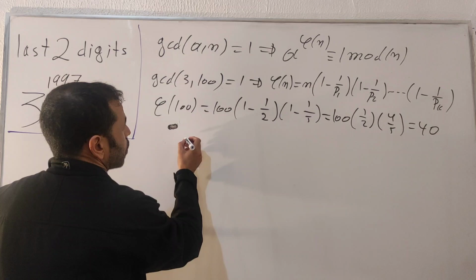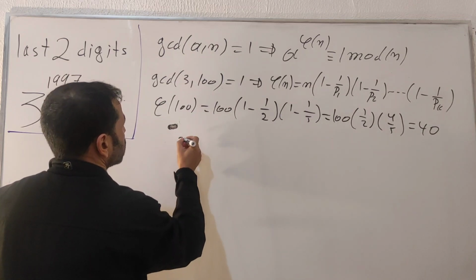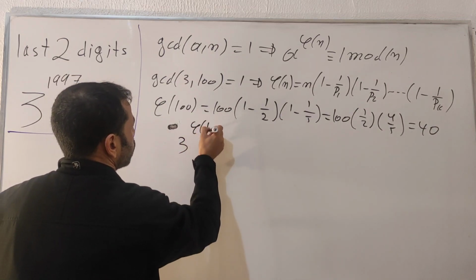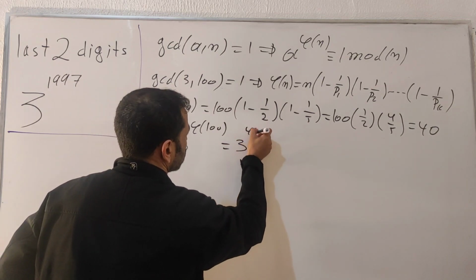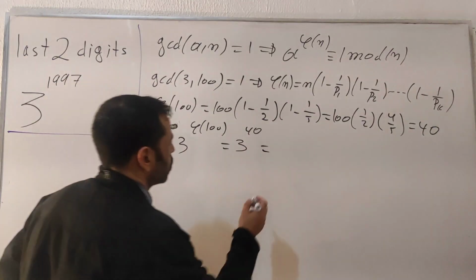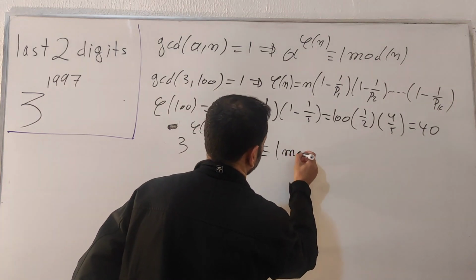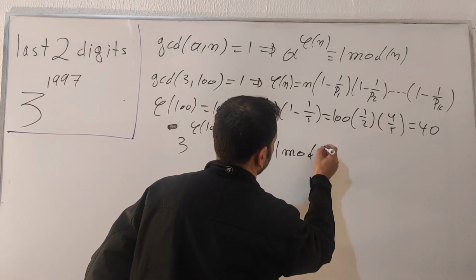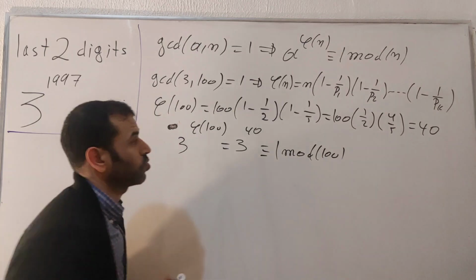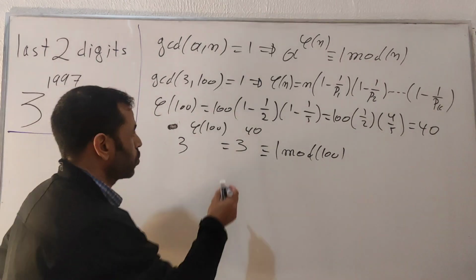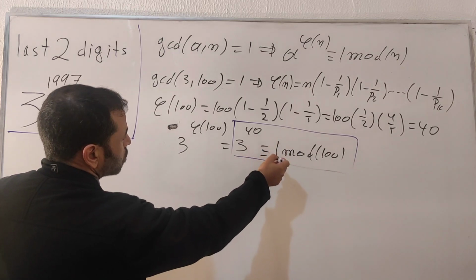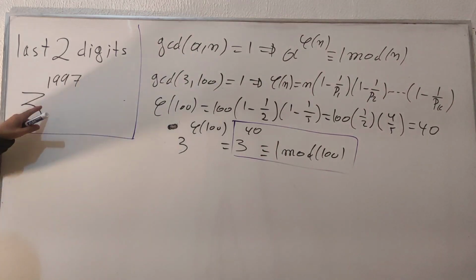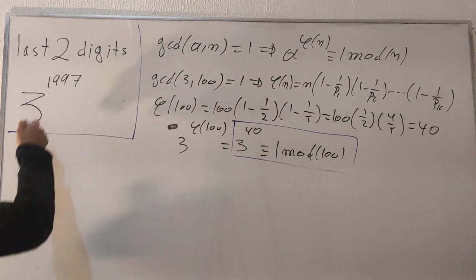So I get the following: 3 as a base to the phi of 100, which equals 3 to the 40. This is congruent to 1 mod 100, by the definition of the Euler Theorem, okay? Now we have determined this one. So we get a remainder of 1, but we have 3 to the 1997. We are going to work on this one.